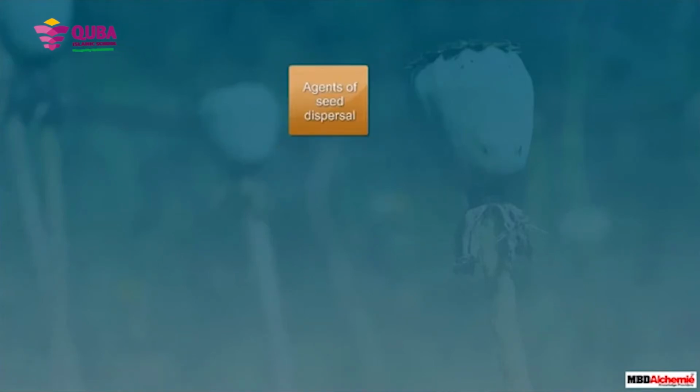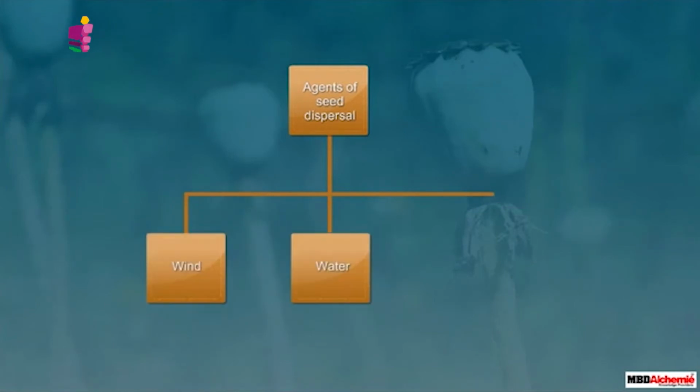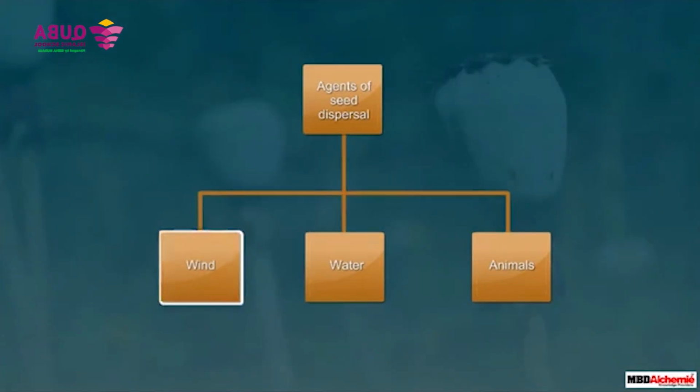In contrast, there are seeds of certain plants that need some agents for their dispersal. These agents can be wind, water, or animals. Let's begin with the wind.